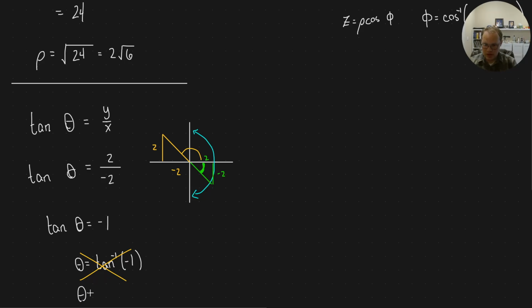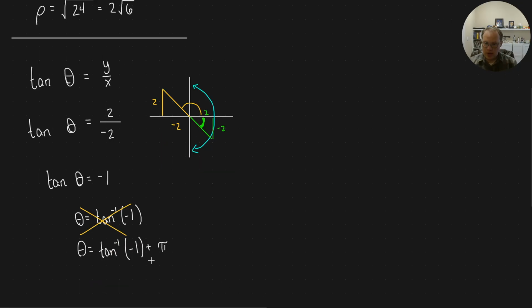So theta is not just arctangent of -1, it's arctangent of -1 plus, how do we get from here to here? We need to go a half circle around, right? They're half circle apart. So we are going to add pi.